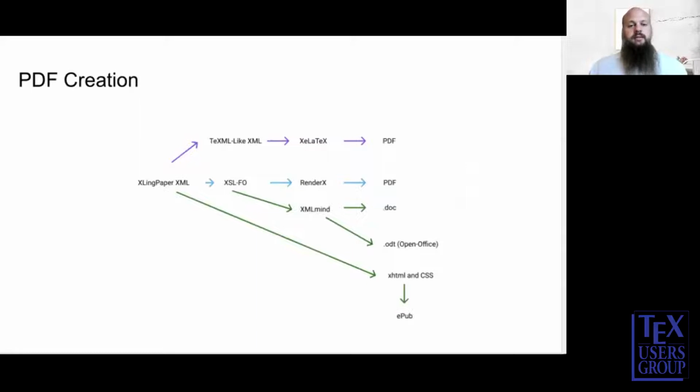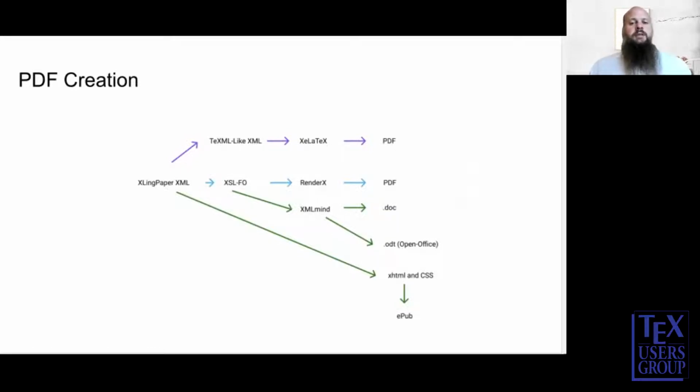XLingPaper also has the ability to use XMLMind's .doc and .odt, which is the OpenOffice format. So you can use those export processes within XMLMind, and those are based off of XSL-FO. So working with XLingPaper's XML to convert it then to XSL-FO, and then using the XMLMind processes for working from XSL-FO.